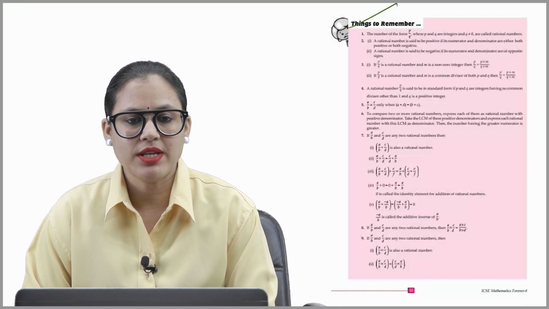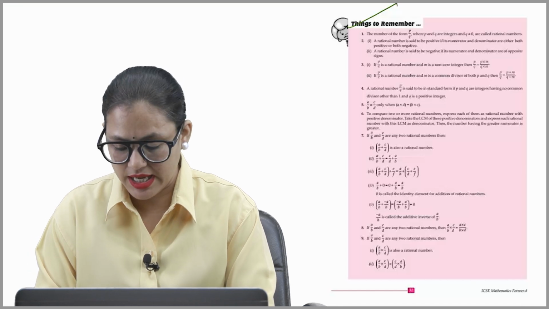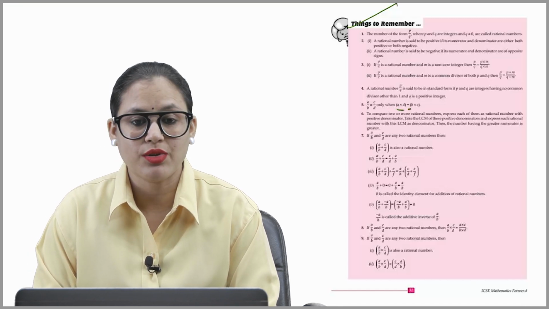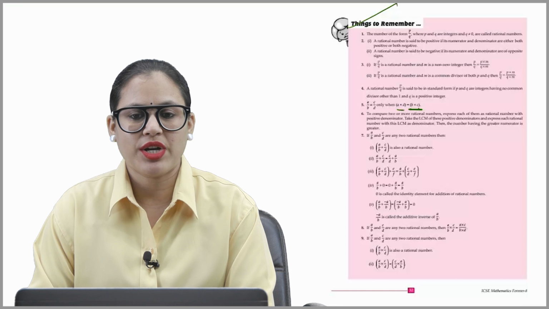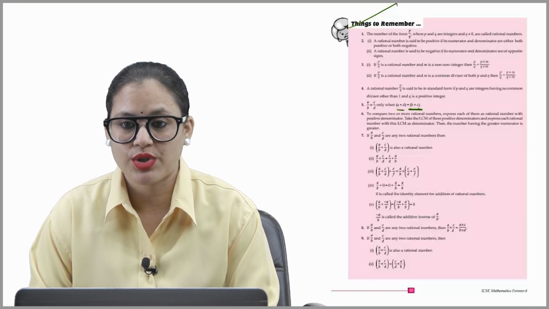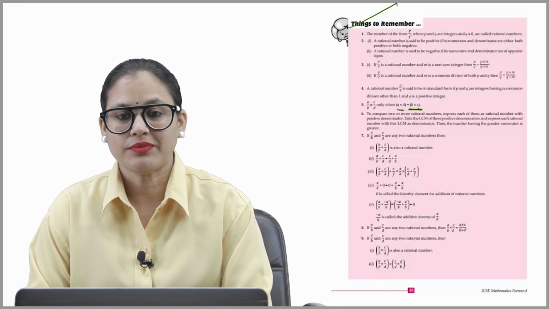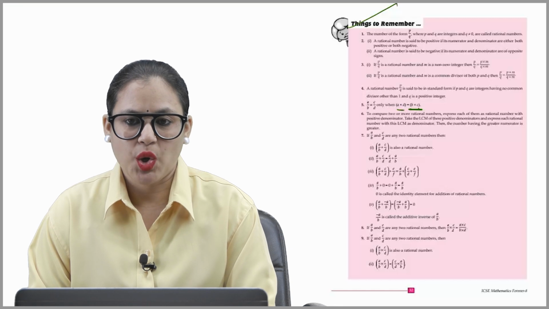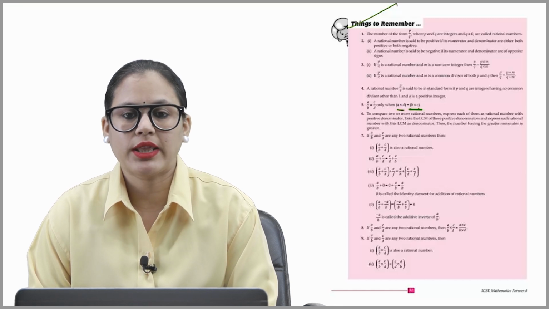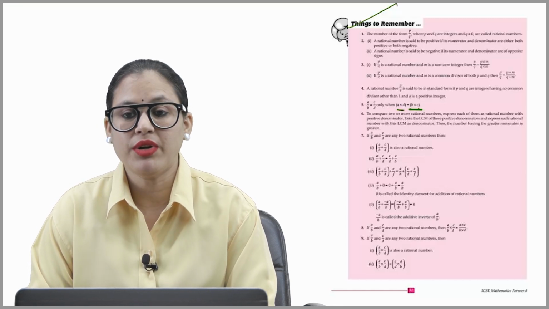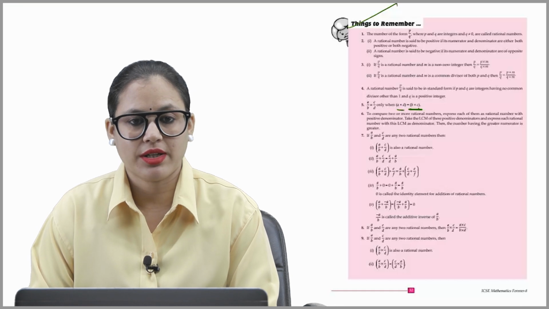Number 5, A by B is equal to C by D only when A into D is equal to B into C. Number 6, to compare two or more rational numbers, express each of them as a rational number with positive denominator. Take the LCM of these positive denominators and express each rational number with this LCM as denominator. Then the number having the greater numerator is greater.